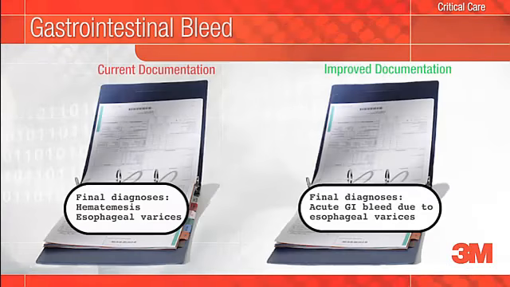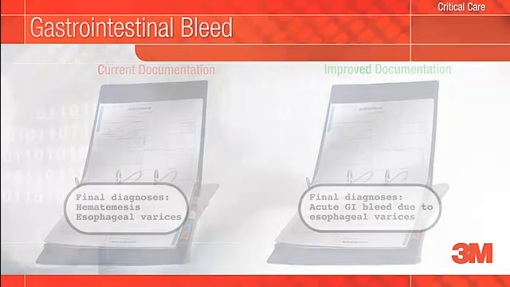The coding for a gastrointestinal bleed or hemorrhage in ICD-10 is very similar to ICD-9. However, it is important to identify the etiology of the bleed, if known or suspected, and link it to the hemorrhage. We see here in this example that the patient has hematemesis and esophageal varices. However, there is no link or cause and effect relationship made between the two. An example of improved documentation would be acute GI bleed due to bleeding esophageal varices.